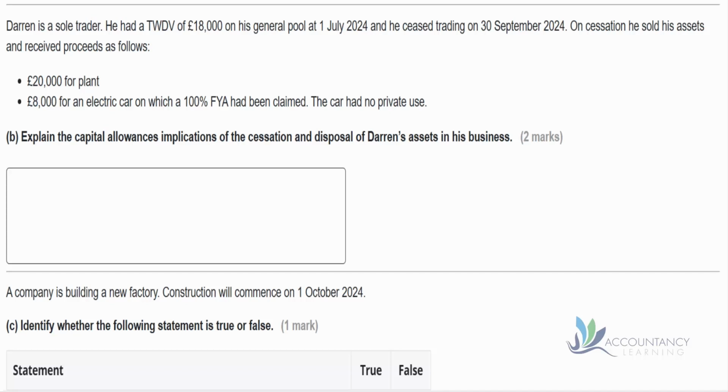So he received £20,000 for the plant that he sold and £8,000 for an electric car on which a 100% first year allowance had been claimed. The car had no private use. So we need to explain the capital allowance implications of the cessation and disposal of Darren's assets in his business. So the first answer we can provide to get our mark is that there is no written down allowance in the year of cessation.